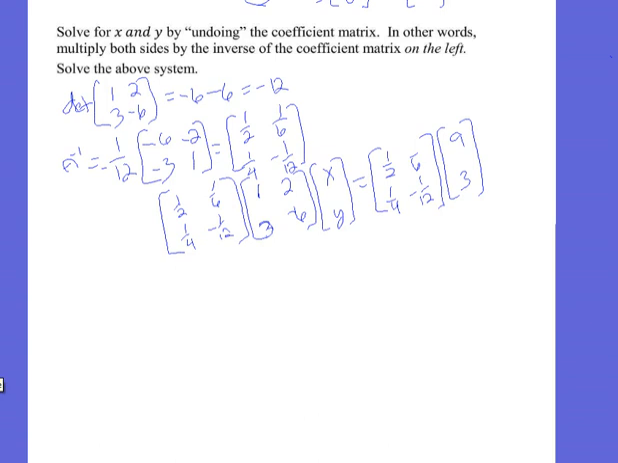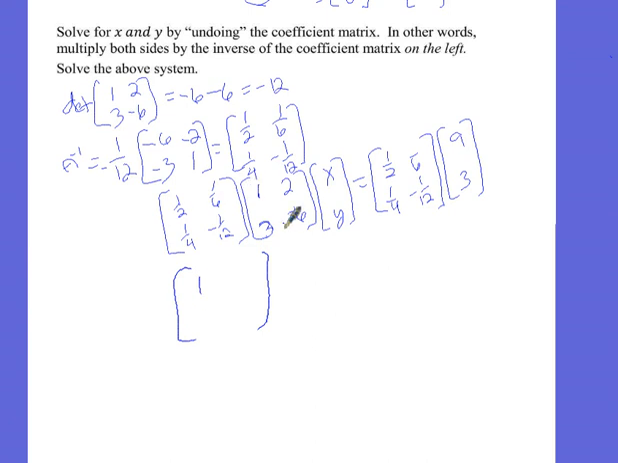All right, so now we're just going to simplify the left side, simplify the right side. I have to multiply a 2 by 2 times a 2 by 2. That gives me what dimensions matrix? A 2 by 2. Now, row times column. First position will be the top row, first column. 1/2 times 1 is 1/2. 1/6 times 3 is 3/6, which is 1/2. 1/2 plus 1/2 is 1.